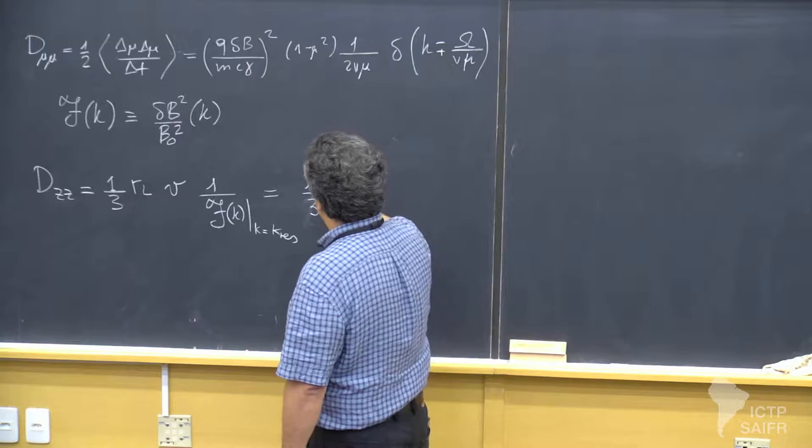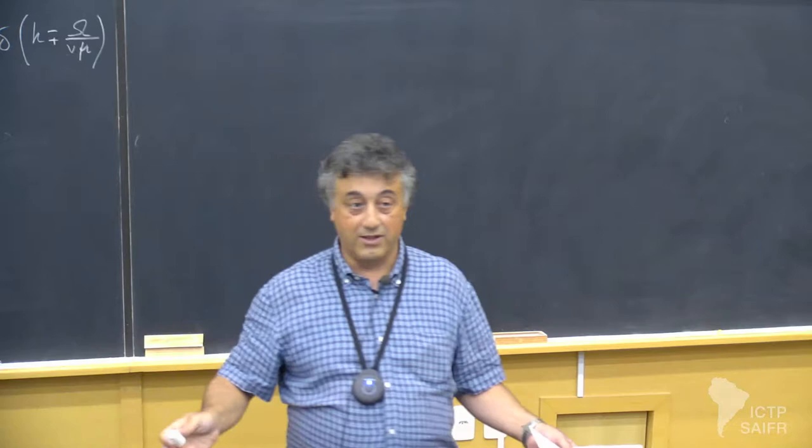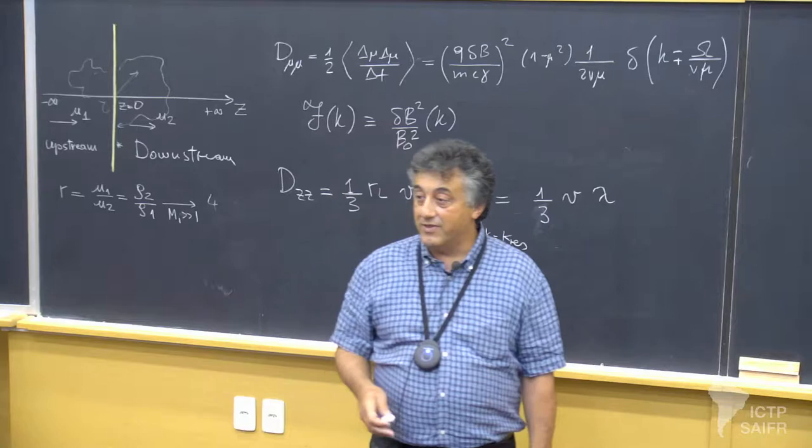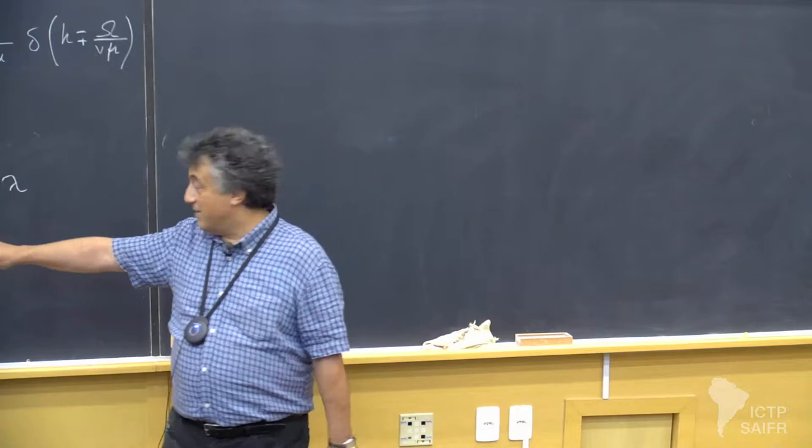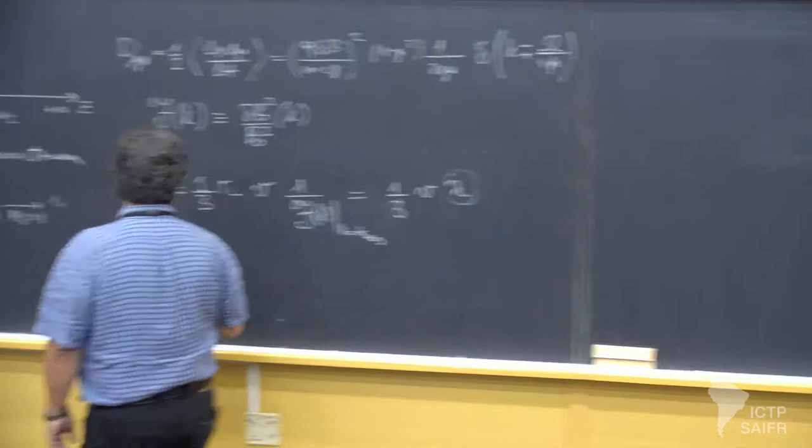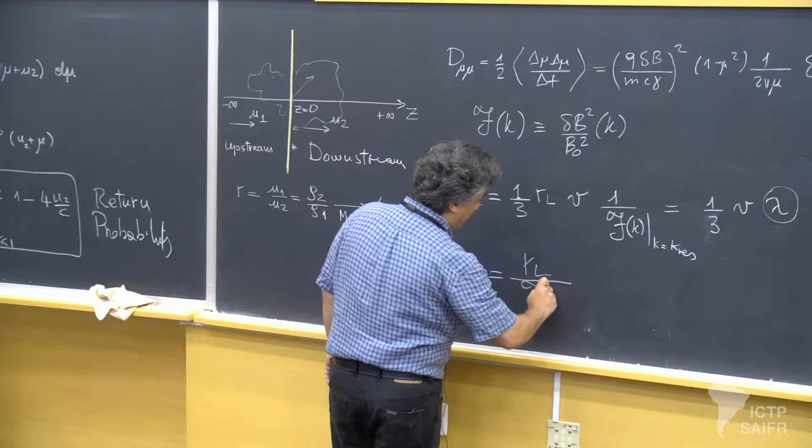You can always write the diffusion coefficient as 1/3 of v times lambda, where lambda is the path length. It doesn't matter whether you're describing a drop of ink in the water, or perfume coming out of a bottle. Of course, the physics is in what is lambda, what is the path length. But you can see immediately from here that the path length lambda for a diffusion of this type is simply r_L divided by F.